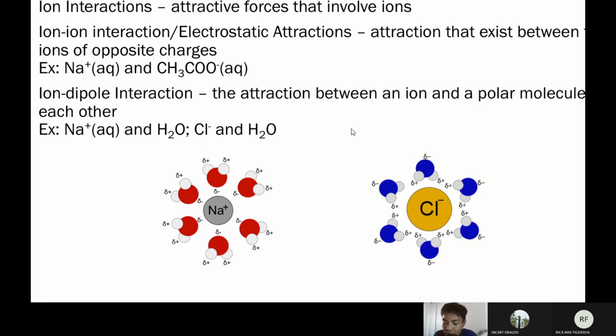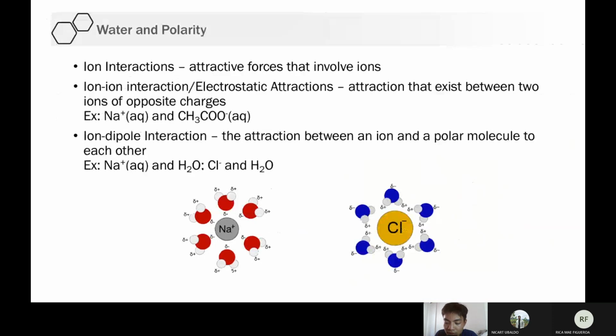For chloride, what is attracted to the chloride ion? The partial positive end of the water molecule. Partial positive and negative attract. So what do we call that? Ion-dipole interaction. So that's the reason why salts, or ionic compounds, dissolve in water: because of the presence of dipoles in the water molecule itself, and the ions. Their charges interact, so the water can dissolve our salts.